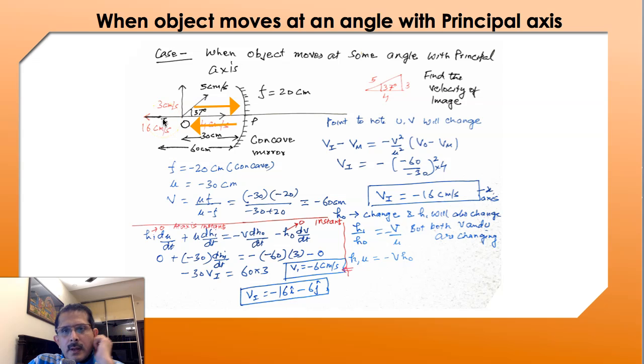Okay, the direction would be here. So it would be minus 16. That is what I have denoted here by the arrow. Okay, now we have done it for horizontal. Now coming on to vertical.